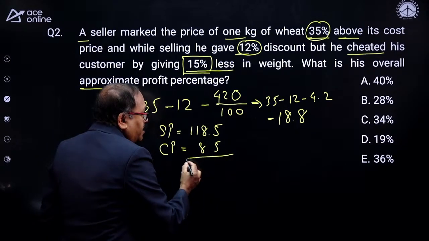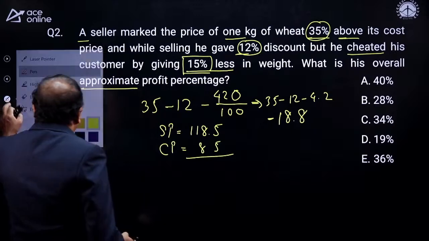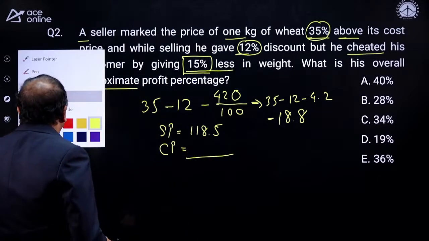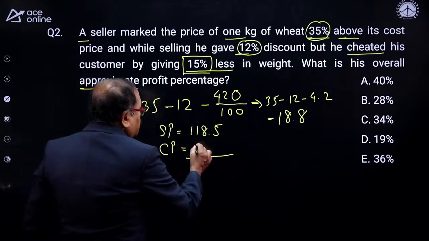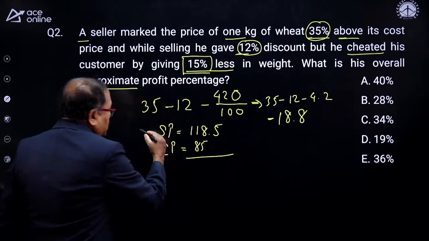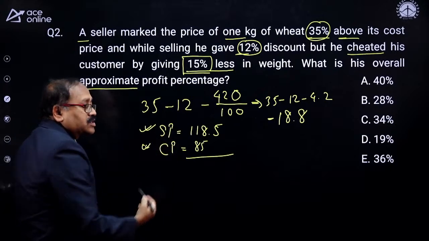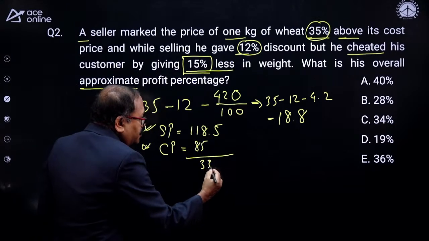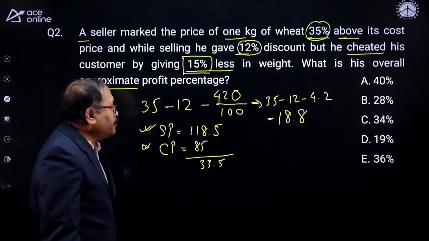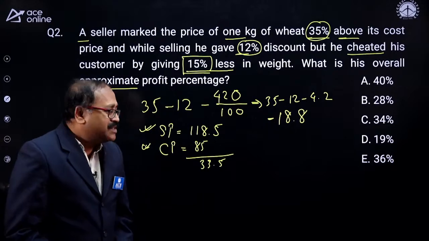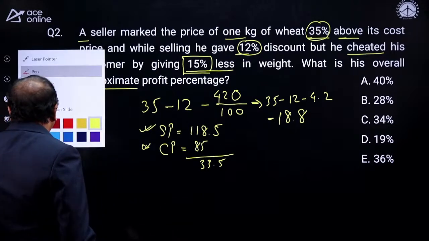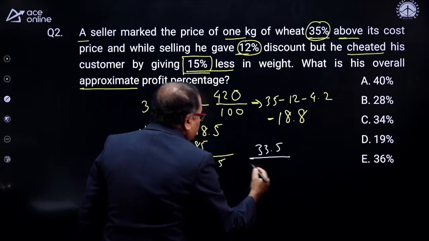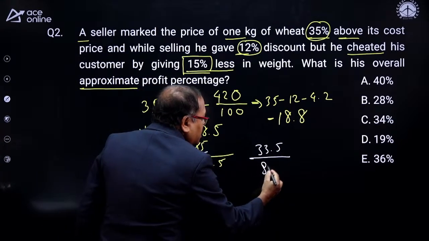Am I making a profit? Yes, I am making a profit over here. So how much is the profit? So you are expected to know how to get the selling price and how to get the cost price. Here the profit is 33.5 on cost price. So what I need to find out at last is, 33.5 is what percentage of cost price, which is 85.